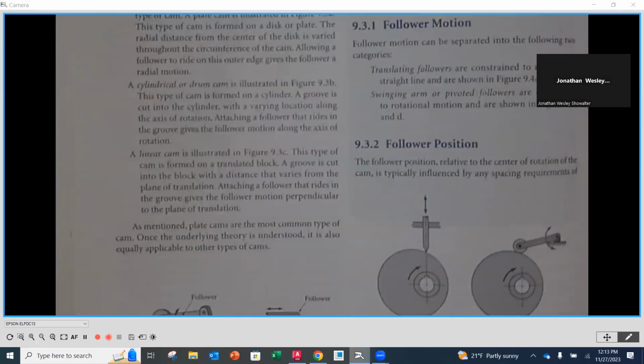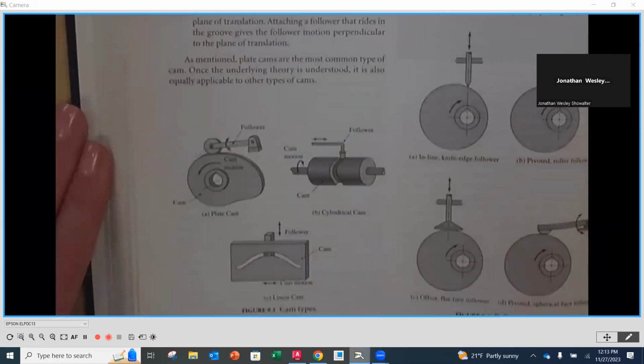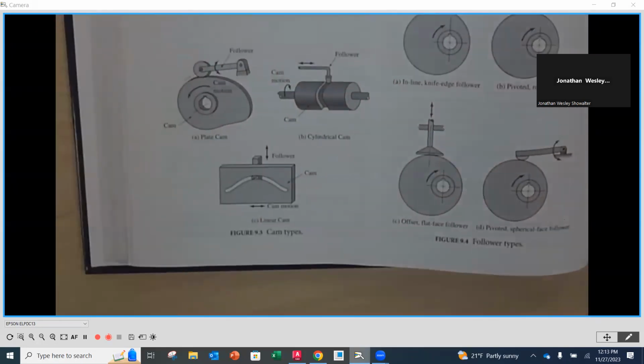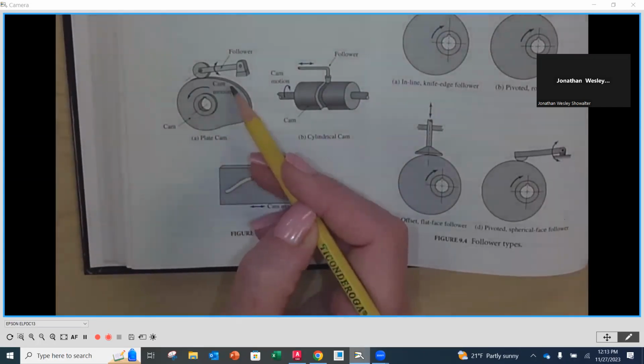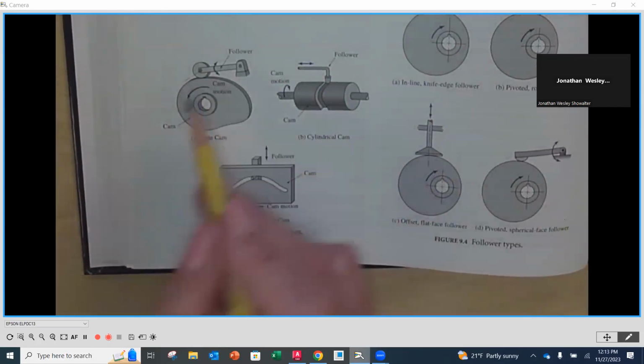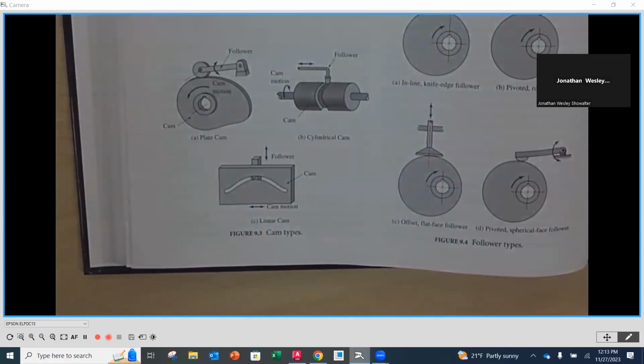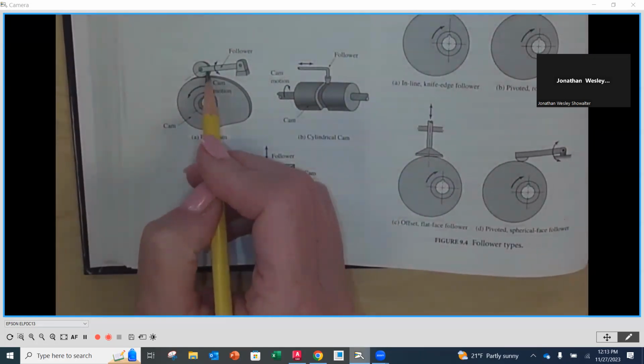Now, down here at the bottom of the first column, we can see a couple of different types of cams. The first one being a plate cam. A plate cam is probably the most recognizable and most popular that's out there. And you'll notice that the cam profile here is always going to be that unique lobed looking type of profile, and it'll come in contact then with a follower.